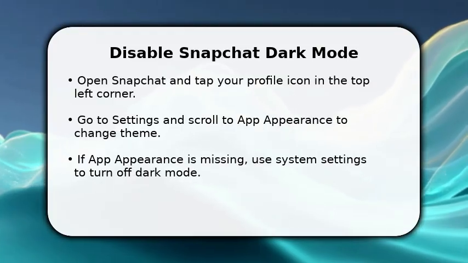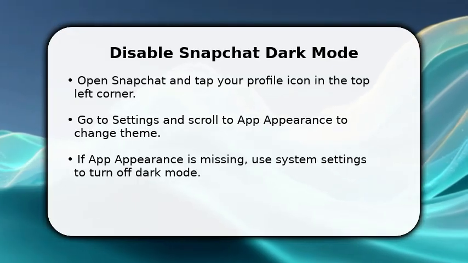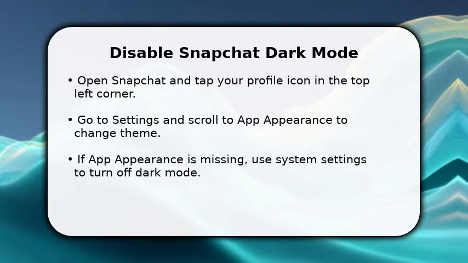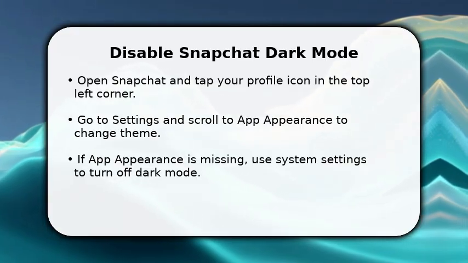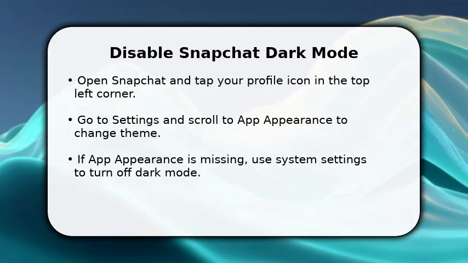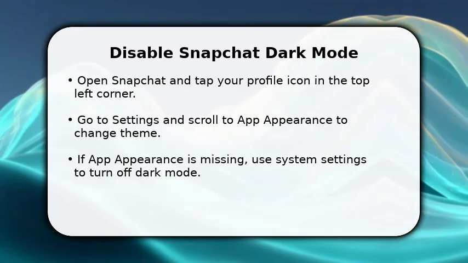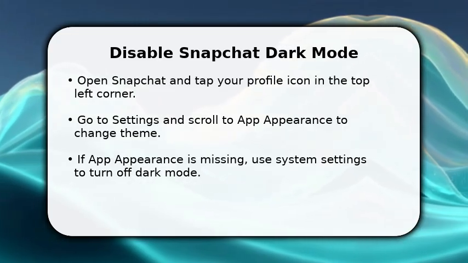Open Snapchat and tap your profile icon in the top left corner. Then tap the gear icon labeled Settings in the top right corner. Scroll down until you see App Appearance listed among Account Settings options. If you see App Appearance, tap it and choose Light to disable dark mode for Snapchat.